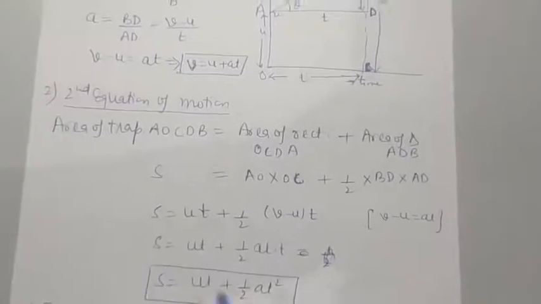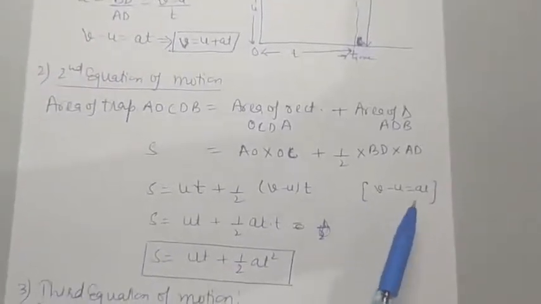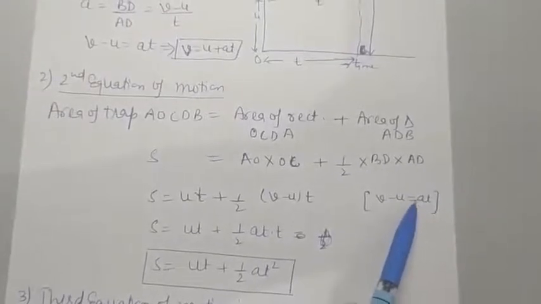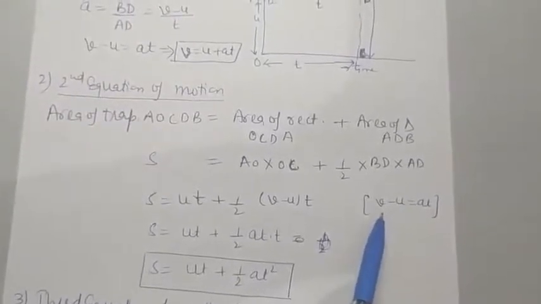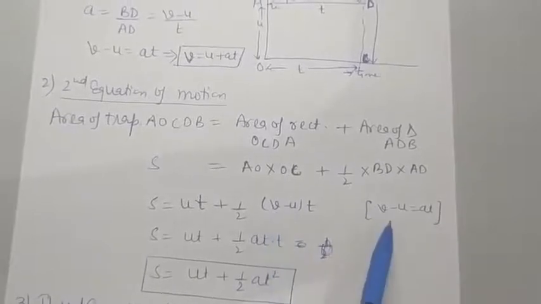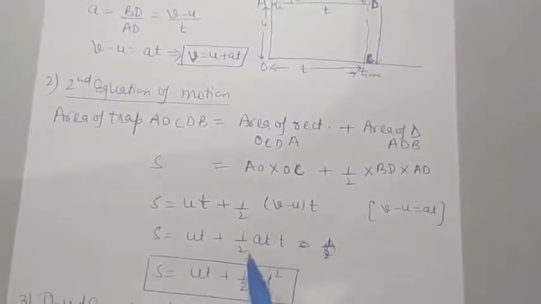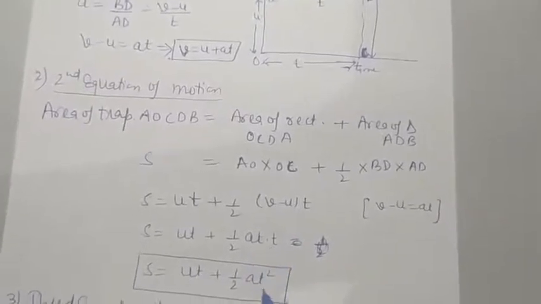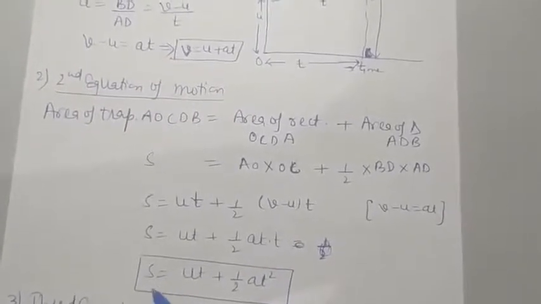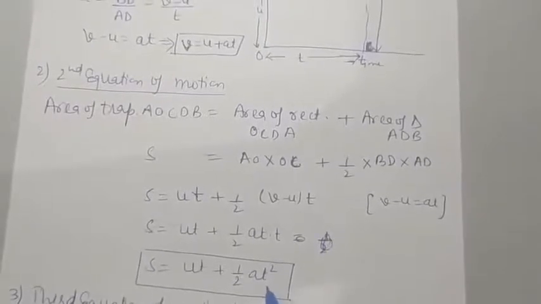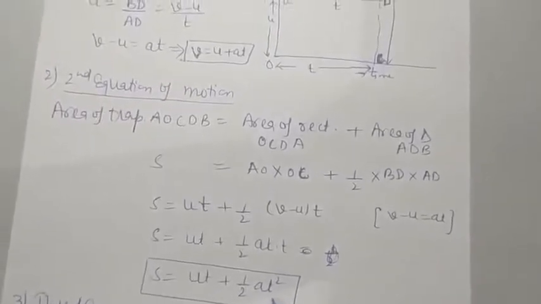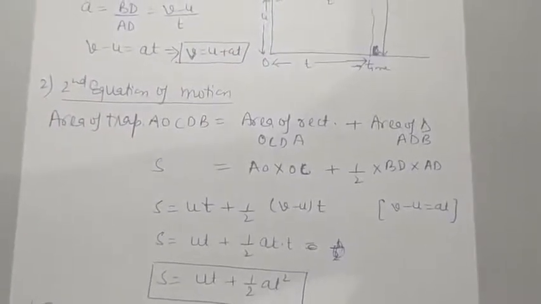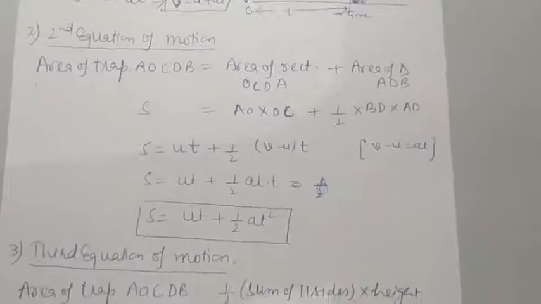Now from the first equation of motion, v minus u is equal to at. Put the value of v minus u here as at, and into t. at into t will be at square. So the equation of motion becomes s is equal to ut plus half at square. These are the very most important equations of motion that will come in the +1 also. This chapter is as it is in the +1.